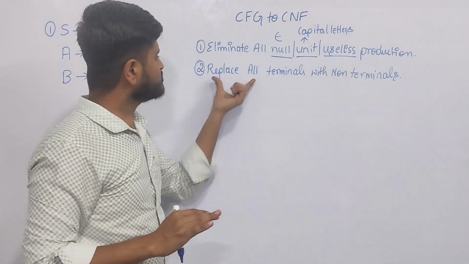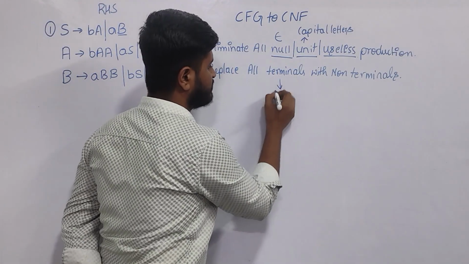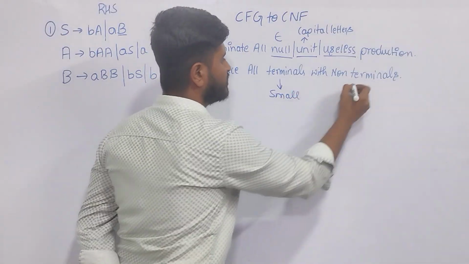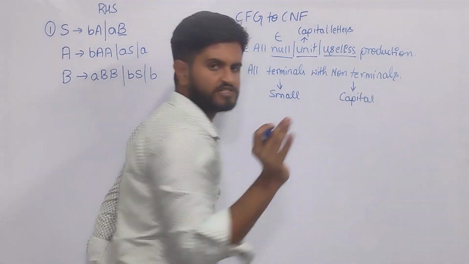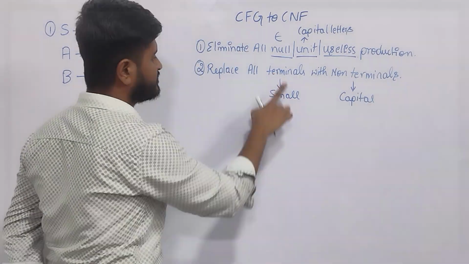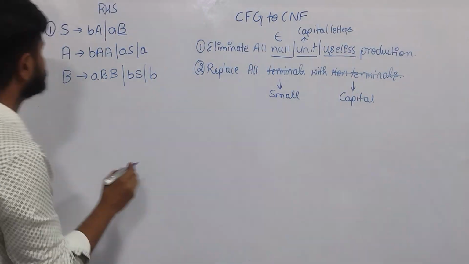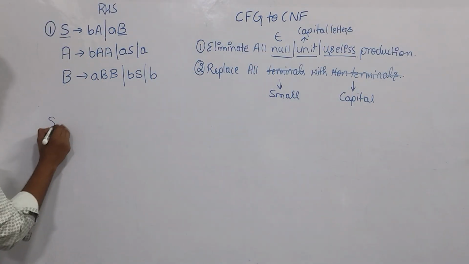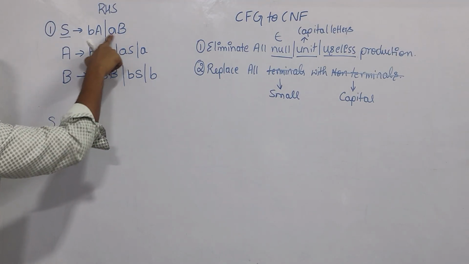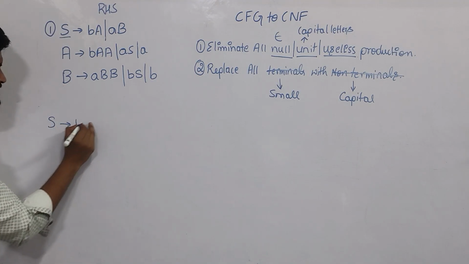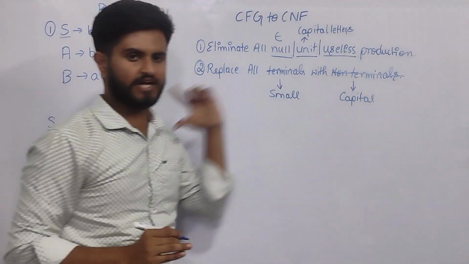Now, the second step is to replace all terminals with non-terminals. Terminals means, keep it in mind, small letters, and non-terminals are capital letters. So what is our simple job? Replace all the small letters with capital letters. So I will show. First, S is my producer. S's first production is small letter B and capital letter A. Small letter B, capital letter A. What I said? Replace all small letters with capital letters.